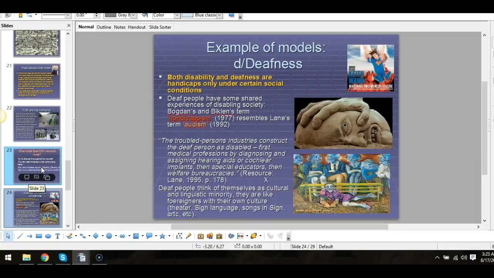Here are some examples of models on deafness. Both disability and deafness are handicaps only under certain social conditions. Deaf people have some shared experiences of disabling society. Bogdan and Biklen used the term handicapism that resembles Lane's term audism, discrimination based on hearing. Deaf people think of themselves as a cultural and linguistic minority. They're like foreigners with their own culture. And here's some example of their culture and how they feel excluded. However, if there were only people who are deaf, they would not feel excluded.